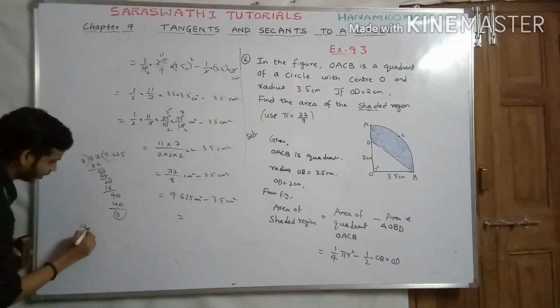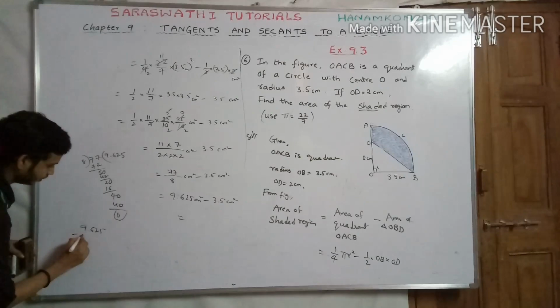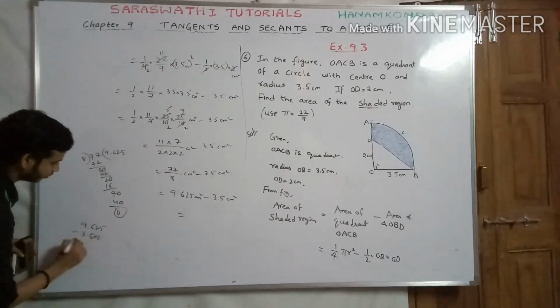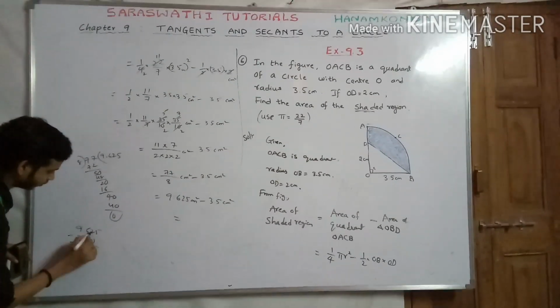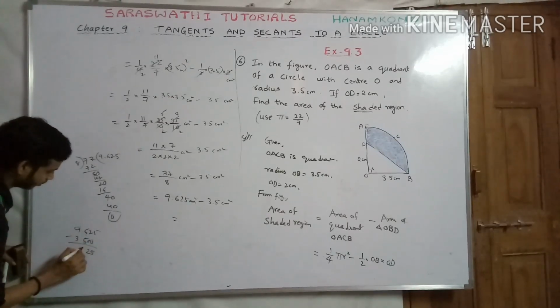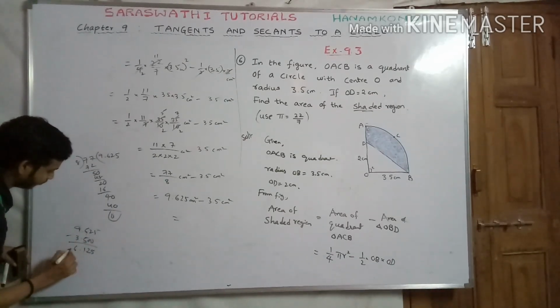Okay, so 9.625 minus 3.5. 5 minus 0 is 5. 2 minus 0 is 2. 6 minus 5 is 1. So 9 minus 3 is 6.